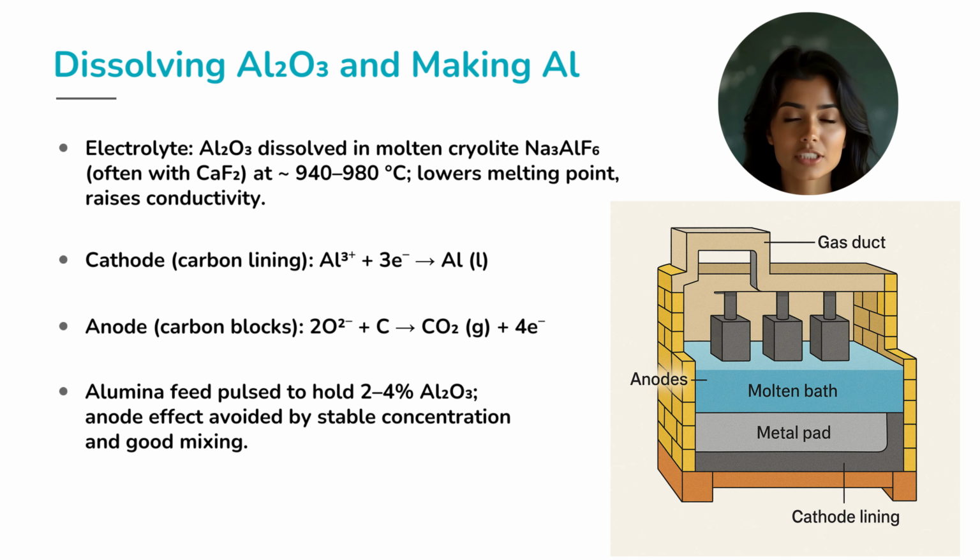Here, alumina is dissolved in molten cryolite, Na₃AlF₆, often with calcium fluoride added, at about 950 degrees Celsius. The cryolite lowers the melting point and improves conductivity. At the carbon cathode, aluminium ions are reduced: Al³⁺ + 3 electrons gives aluminium liquid. At the carbon anode, oxygen ions react with carbon: 2O²⁻ + C gives CO₂ + 4 electrons. Overall, the process is 2Al₂O₃ + 3C gives 4Al + 3CO₂.